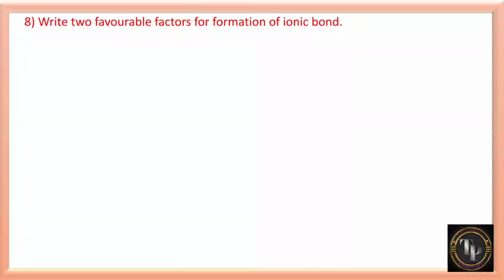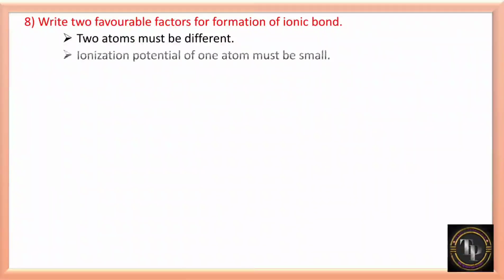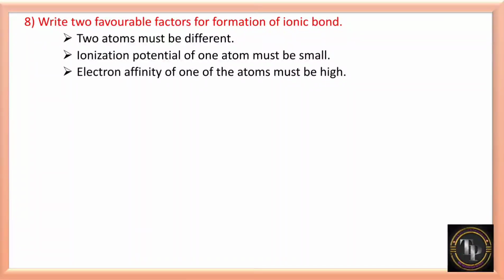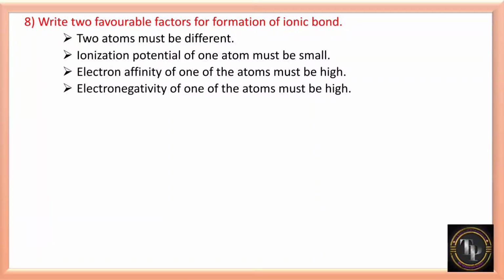Write 2 favorable factors for the formation of ionic bond. What are the favorable factors? 2 atoms must be different, then only ionic bond is possible. Ionization potential of one atom must be small. Electron affinity of one of the atoms must be high. Electronegativity of one of the atoms must be high. So these are the 4 important features, favorable factors for the formation of ionic bond.